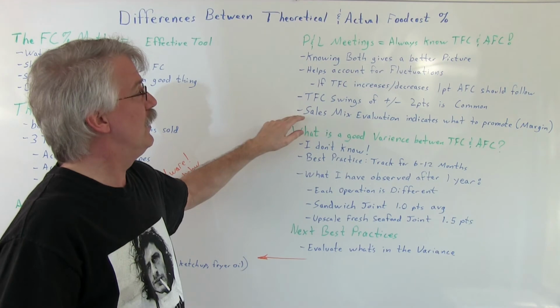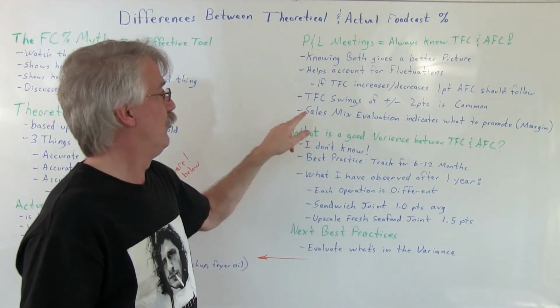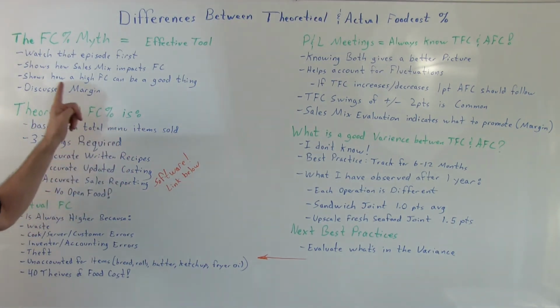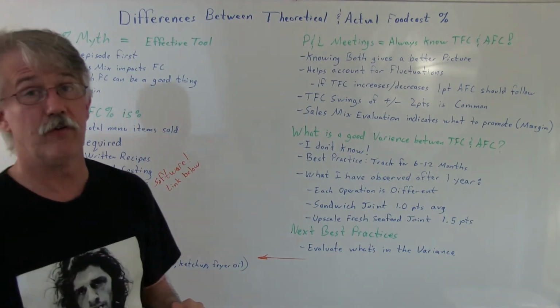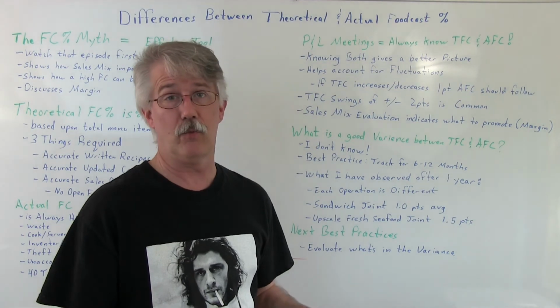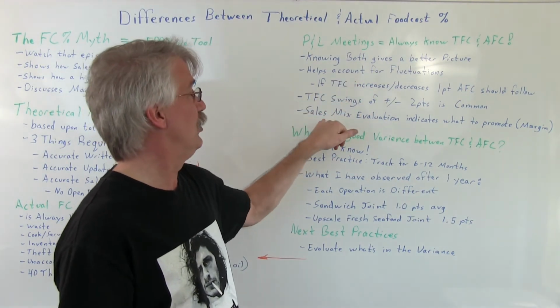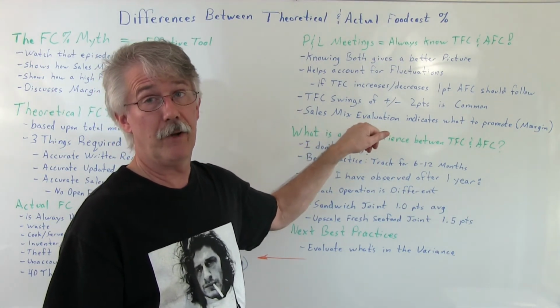Sales mix evaluation indicates what to promote, i.e. margin. So when you complete this process and use some type of software to evaluate your sales mix, then you'll know which items you make the most money on or which items you have the most margin on. And in your P&L meetings, then you'll know what items to highlight in your menu in a better way.